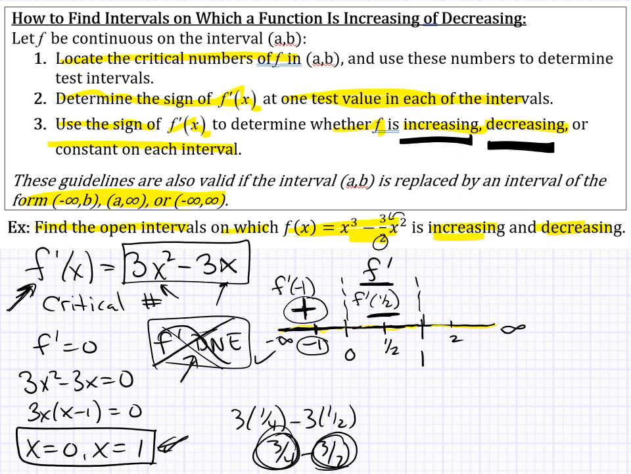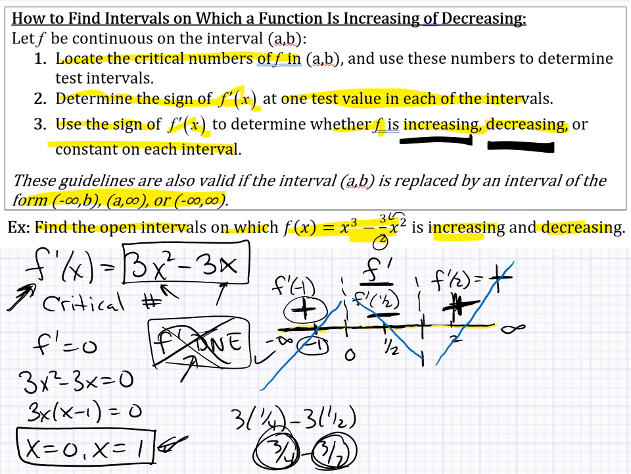Finally, I'll plug in, say, 2. I'll find f prime of 2. That's going to give me a positive value. So this interval yields positives throughout. So now what does this tell us? It tells us that from negative infinity to 0, my derivative is positive, which means my function is increasing. Then from 0 to 1, my derivative is negative, so my function is decreasing. And then from 1 to infinity, my derivative is positive, so my function is increasing.